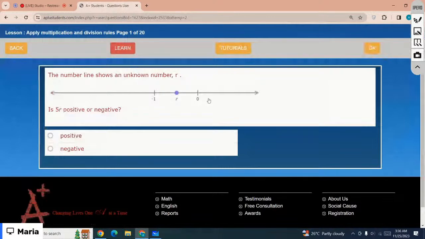Okay, the number line shows an unknown number r. Is 5r positive or negative? So you can see r is already on the negative side, right? So when you multiply a positive and a negative number, the answer must be negative, right? The correct option is negative.